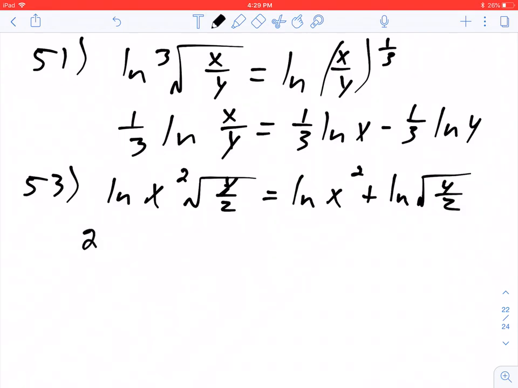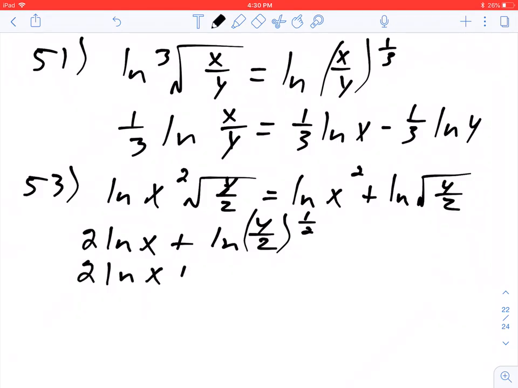I'm going to bring the 2 in front of the natural log x. Then I'm going to bring this power, it's a square root, and it is over both things. So it needs to come, it's a 1/2 power. So we have natural log of y over z to the 1/2 power. That is going to be brought down. So we have 2 natural log of x plus 1/2 natural log of y over z.